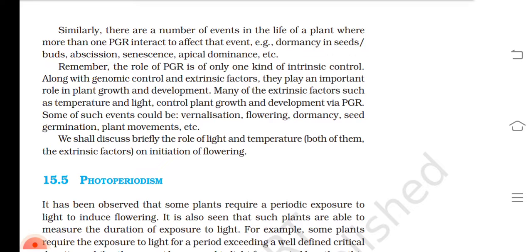Remember, the role of PGR is of only one kind of intrinsic control, along with the genomic control and extrinsic factors. They play an important role in plant growth and development. Many of the extrinsic factors, such as temperature and light, control plant growth and development via PGR. Some of such events could be vernalization, flowering in plants, dormancy, seed germination, plant movement, etc. We shall discuss briefly the role of light and temperature, both of them extrinsic factors, on initiation of flowering.